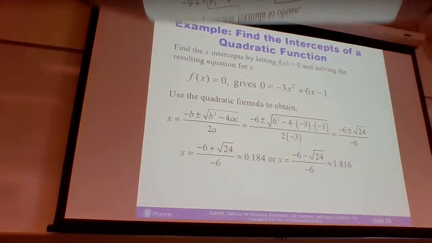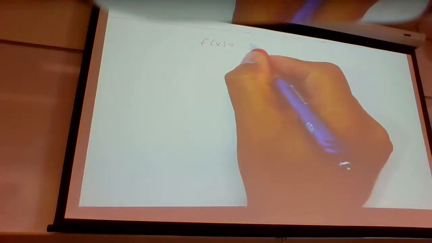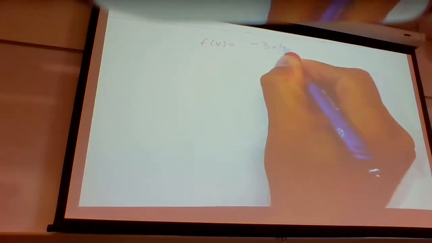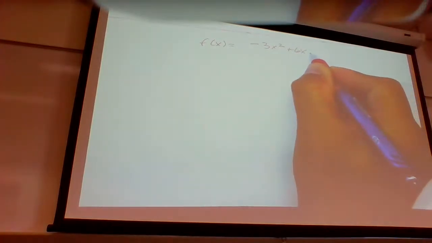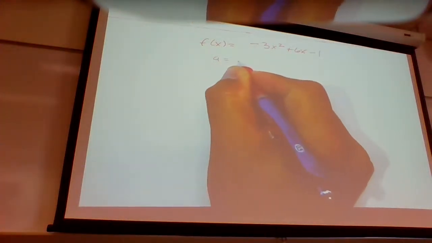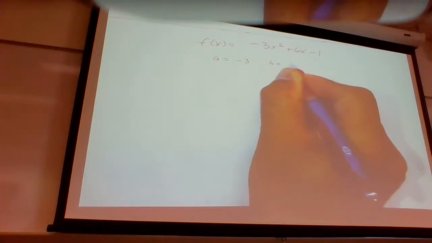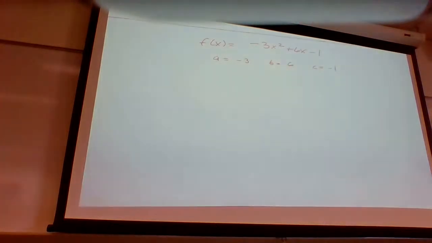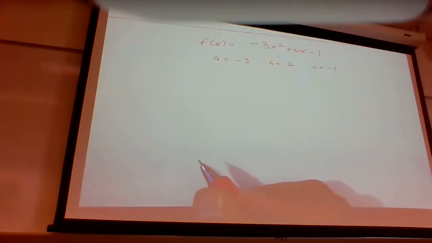Okay? So, you back up. The function is negative 3x squared plus 6x minus 1. We talked about how to find the vertex using the vertex form, and we talked about how to use the quadratic formula. We talked about both. What's A again? What's B again? And what's C again? So to find the x-intercepts, we set the equation equal to 0, and we use the quadratic formula. Everybody with me?